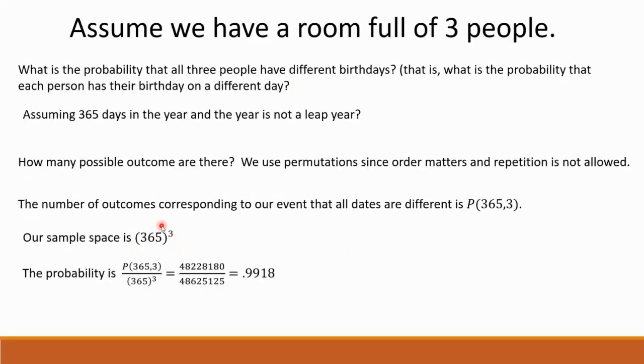So again, the experiment is like we're asking each person when their birthday is. We're trying to figure out, well, how likely is it? What's the probability that all 3 people have different birthdays? So the favorable outcomes are essentially our permutations.